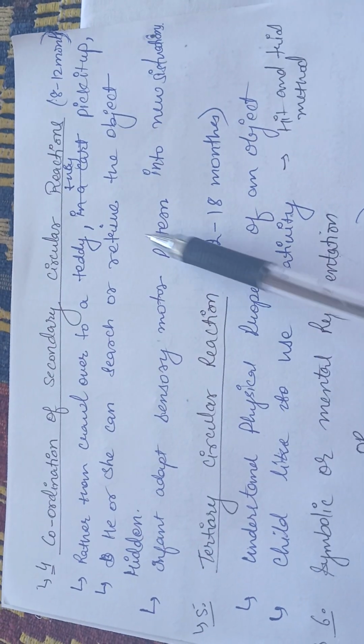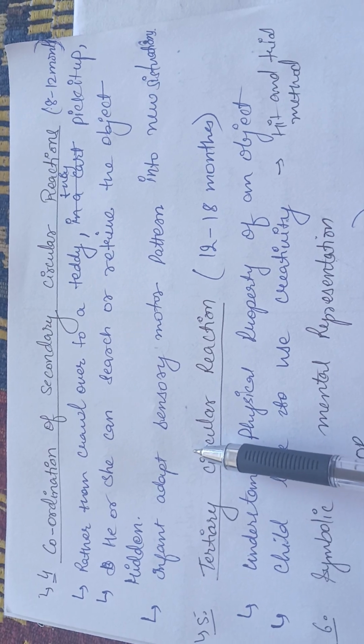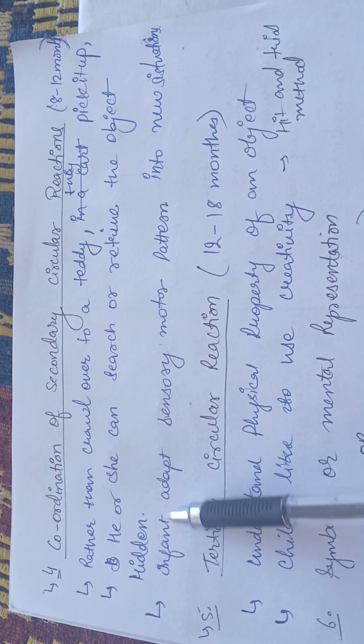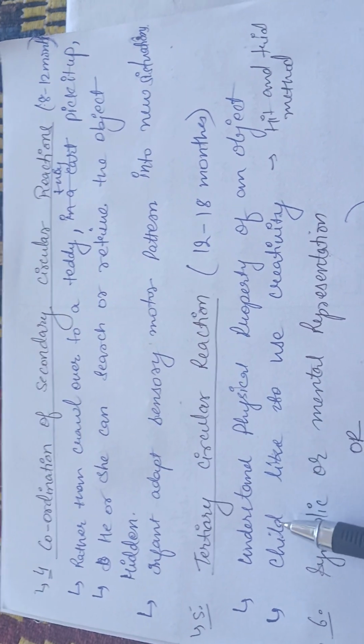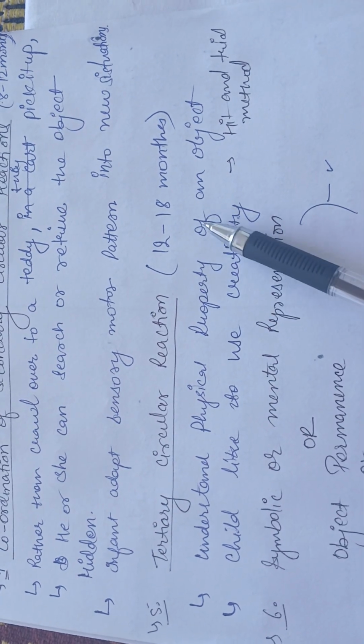Fourth, coordination of secondary circular reactions, 8 to 12 months. Rather than crawl over to a teddy and pick it up, he or she can search for and retrieve a hidden object. The infant adapts sensorimotor patterns to new situations.